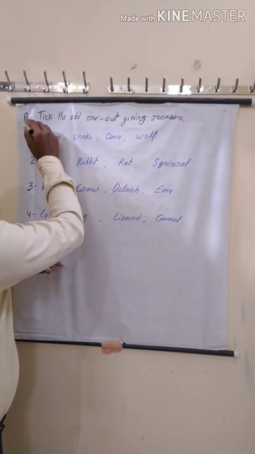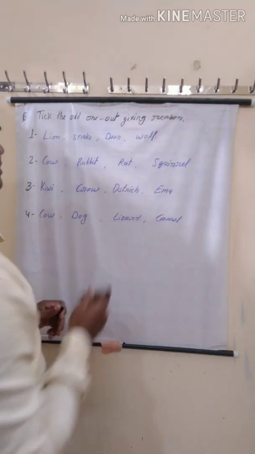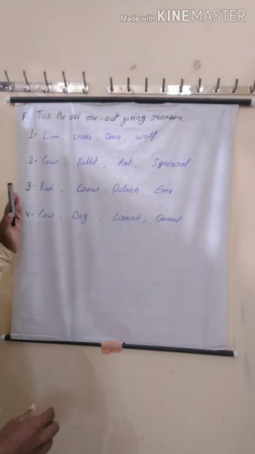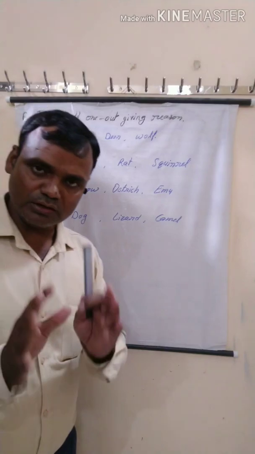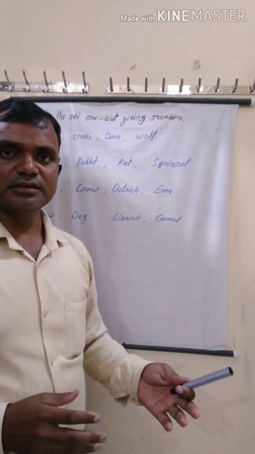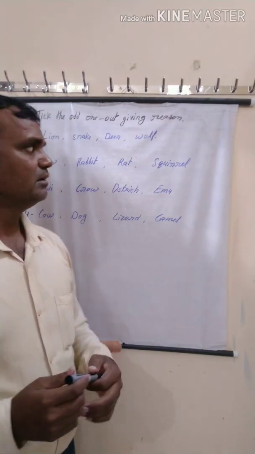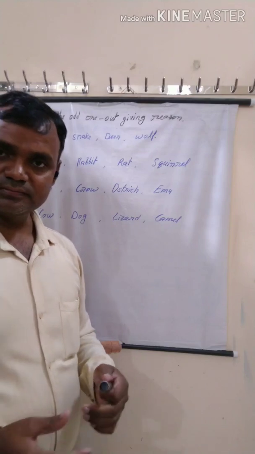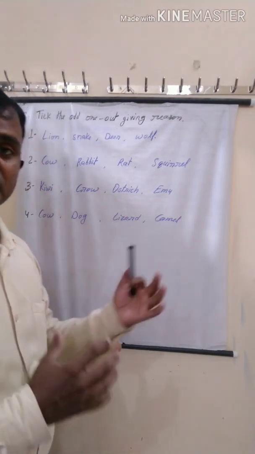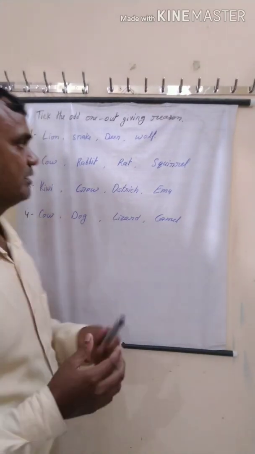Exercise B. Take the odd one out, giving reason. Here are four options. Each question has four options. One is odd, one is different from the others, and you select the one that is odd, the one that is different, and give the reason also. The reason is not necessary to write in the copy, but find out what the odd one is.